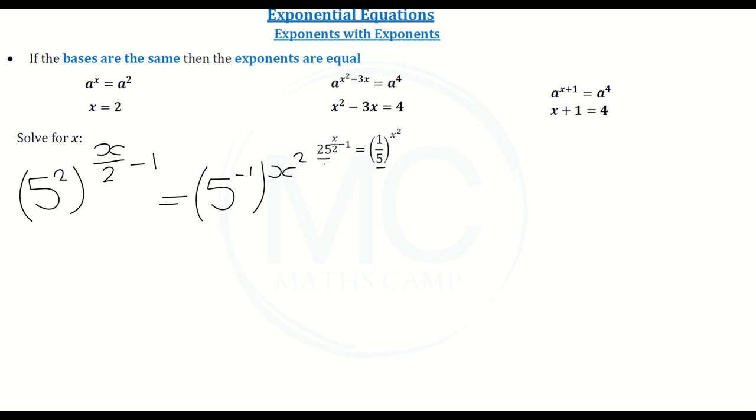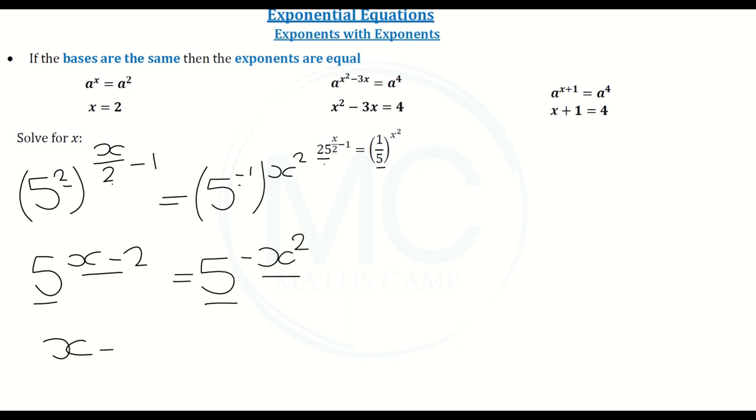Now we can multiply out our exponents. So on the left, we have a base of 5. 2 multiplied by x over 2. The 2's cancel and we're left with x. 2 multiplied by negative 1 is negative 2. On the right, prime base of 5. Negative 1 multiplied by x squared gives us negative x squared. Now we have a prime base of 5 over here and over here. So our exponents are equal. So we can say x minus 2 is equal to negative x squared.